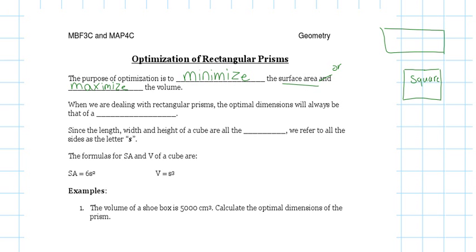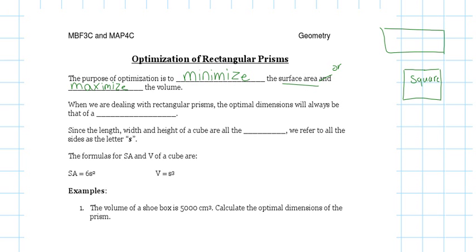Okay? So anytime the question says optimize with a rectangular prism, you're looking at a cube. So you're always looking for that word, what's optimal, or the maximum, or the minimum. You're looking for these special words, okay?